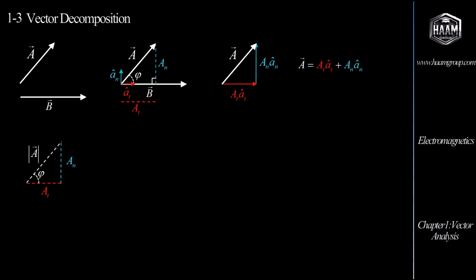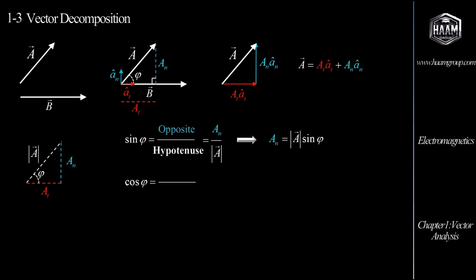Therefore, we can apply basic trigonometric relationships. From the definition of the sine function, we have sine phi equals opposite divided by hypotenuse, which gives AN divided by abs A, leading to AN equals abs A sine phi.